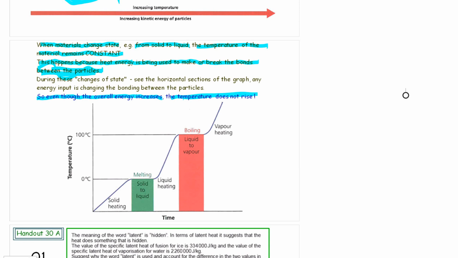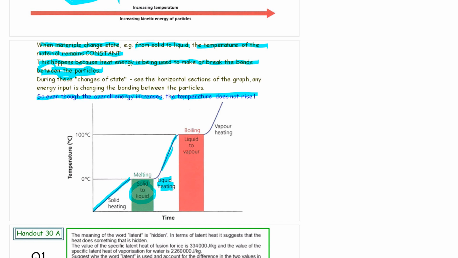You can see we've got a solid here that's heating up, and then the liquid here. But when it changes state, the temperature stays the same, and it stays at 0 degrees here. And so let's just have a look at this example just a little bit further on.